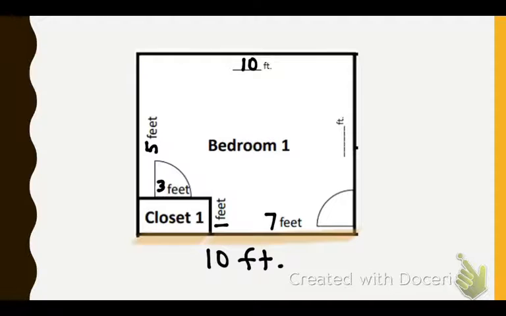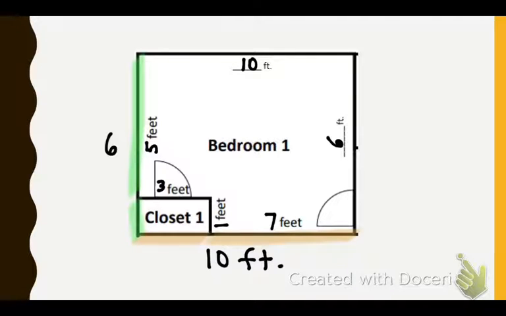Now let's look at this one over here. How long is it from there to there? 5 feet. And how long is this little closet? 1 foot. So altogether, how much is that wall? 6 feet. So what would this wall be? 6 feet. It is also going to be 6 feet. Talk to your partner about what the area of bedroom 1 would be.